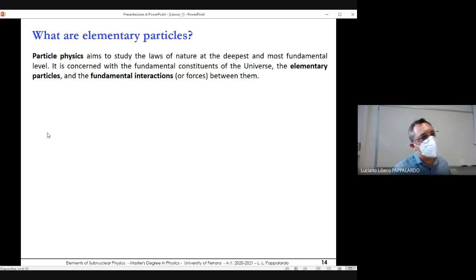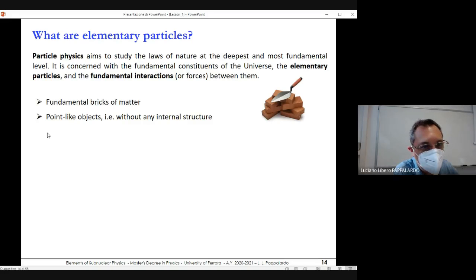So what is particle physics? Particle physics aims to study the laws of nature at the deepest and most fundamental level. It is concerned with the most fundamental constituents of the universe, which we call elementary particles, and also the fundamental interactions between them. So what are elementary particles? Elementary particles are essentially the fundamental bricks of matter, and they are considered nowadays as essentially point-like objects, that means without any internal structure. So the most fundamental objects we can think of today.